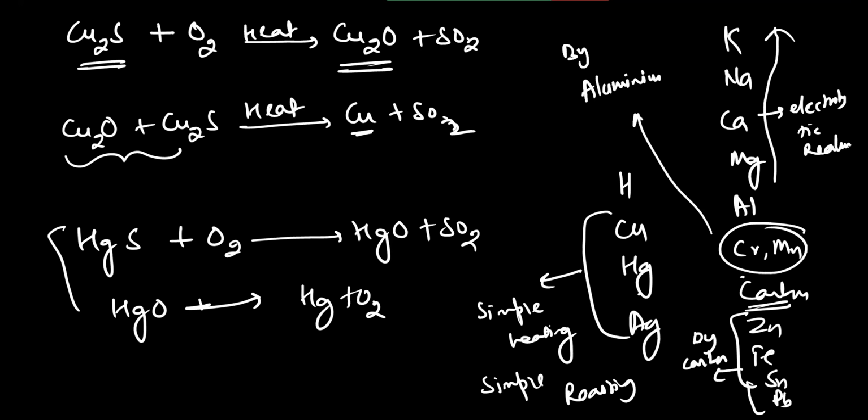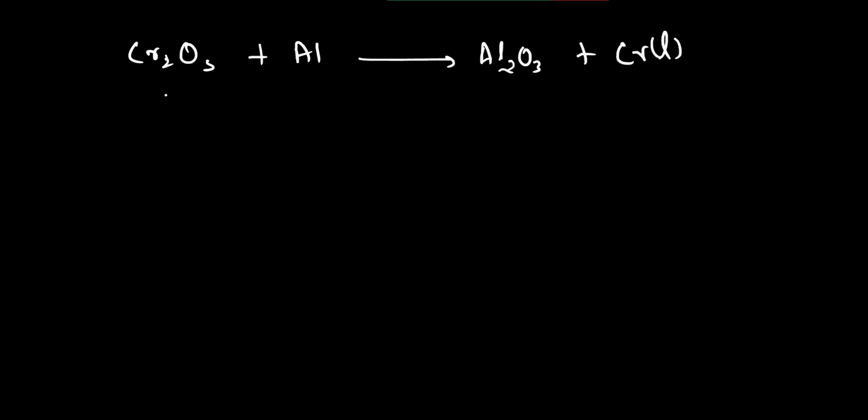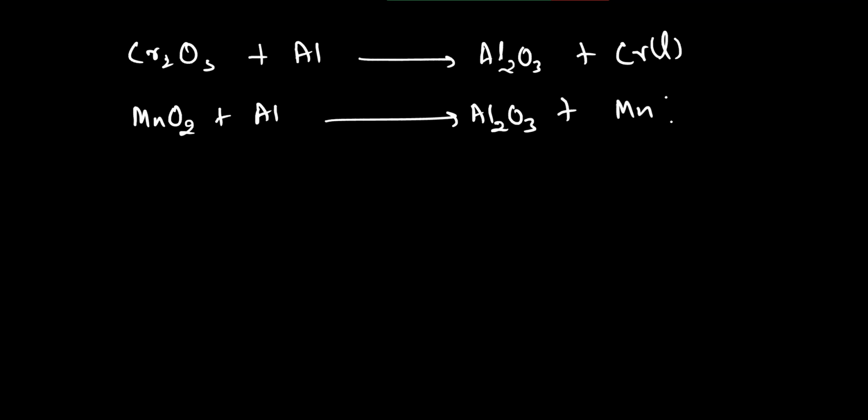We discussed in the previous class that these metals can be separated from their oxides by simple heating. These need a reagent, that is carbon. For this one it is aluminium. For example, if we have chromium oxide Cr2O3 and we react it with aluminium, it will give you Al2O3 plus chromium in liquid state. Similarly, if you have manganese oxide MnO2, it reacts with aluminium, it will give you Al2O3 plus manganese in the liquid state.